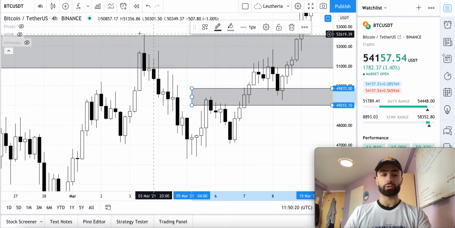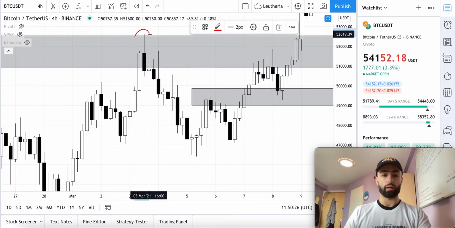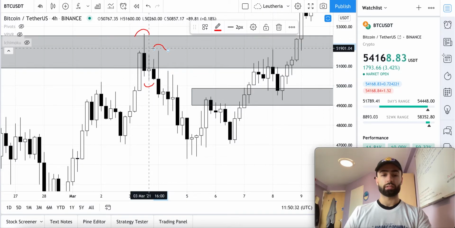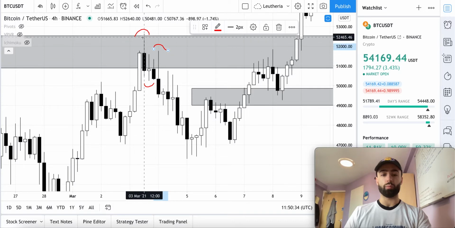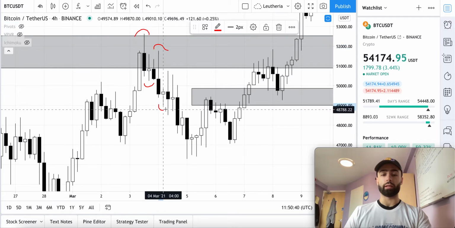So we pushed, let me grab my brush here. So we had our high, low, lower high, signifying that the bullish momentum that we had right here is waning. And then we had our lower low right here.